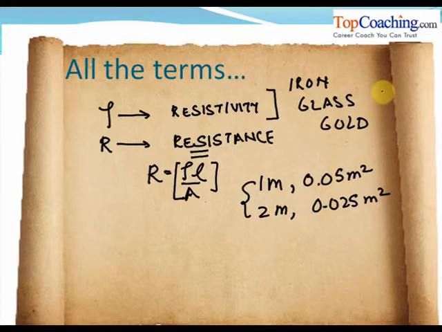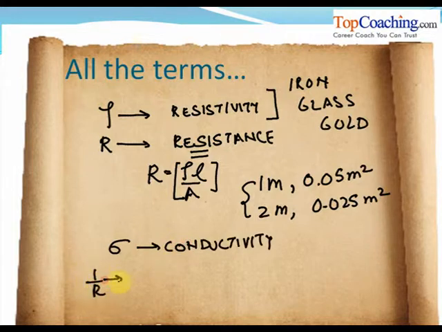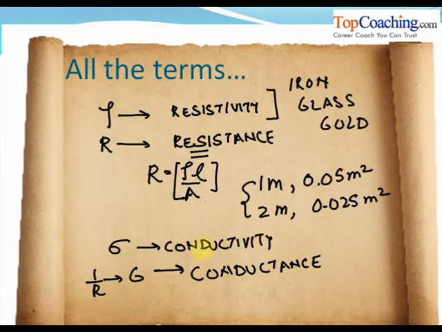Understood? A very similar difference occurs between sigma, the conductivity, and 1 by R, which is also represented by the symbol G, conductance. Conductivity is the property of the material. So again, iron has some conductivity, glass has some conductivity, and gold has some conductivity. However, conductance is different for the same substance depending on the length of the substance or the area of cross section of the substance. Understood? So that is the difference between conductivity and conductance.